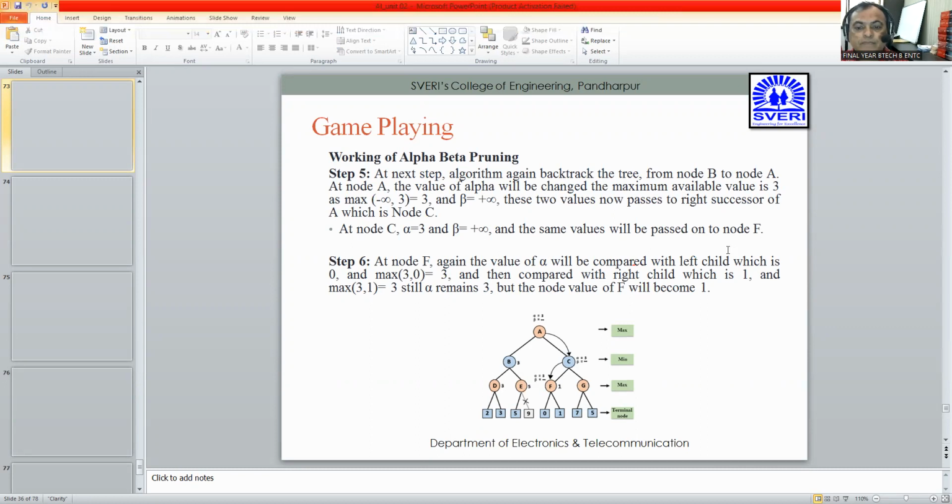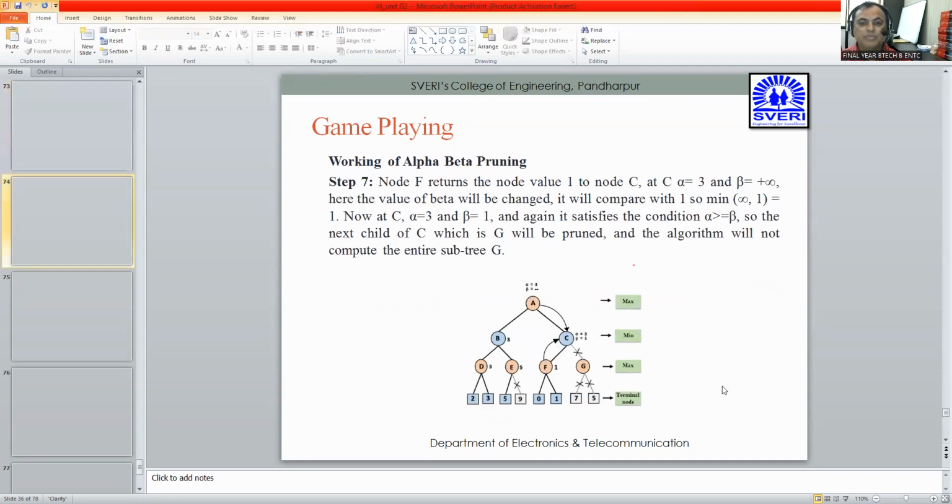So 1 will be returned to the F. So it will be having 3 and 0. So out of which 3 will be greater. So 3 will move to C. And accordingly, now at C, alpha will be 3 and beta equal to infinity. Right? So now here we have got the value, which is nothing but again, alpha greater than beta. Right? Alpha is greater than beta. But the node F will become 1. So in this way, the node 6 will be carried out.